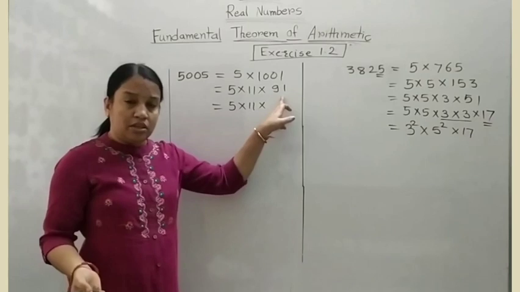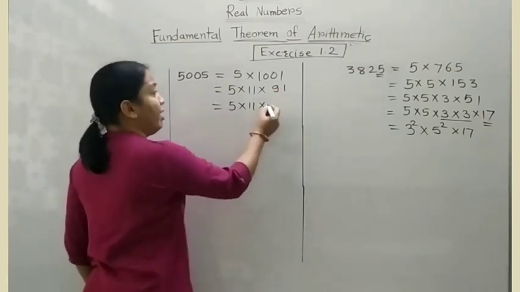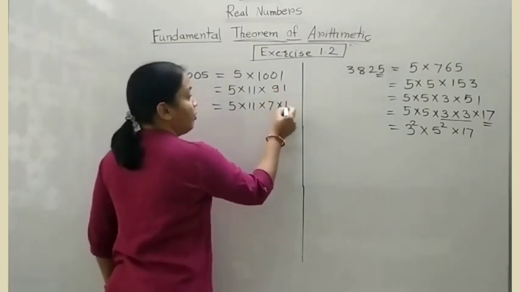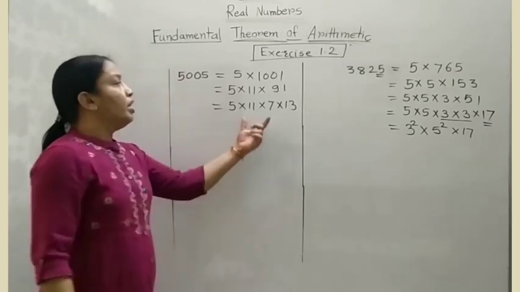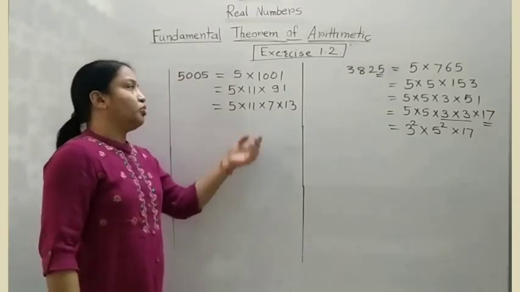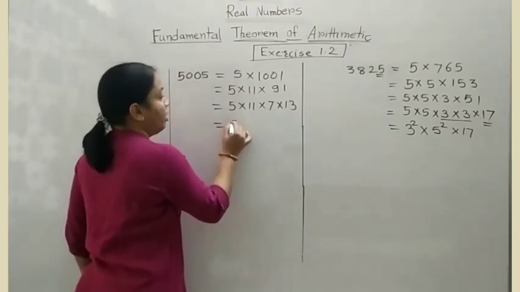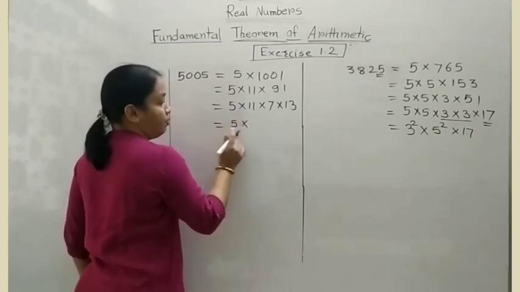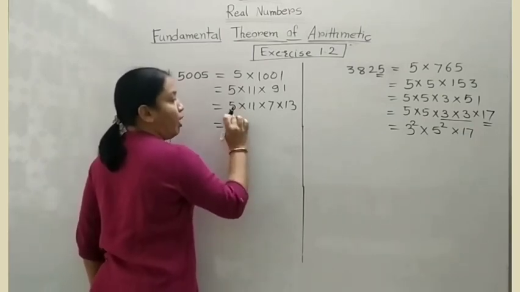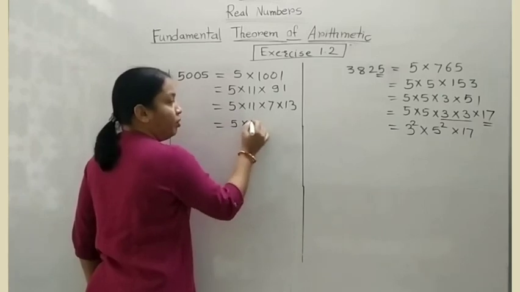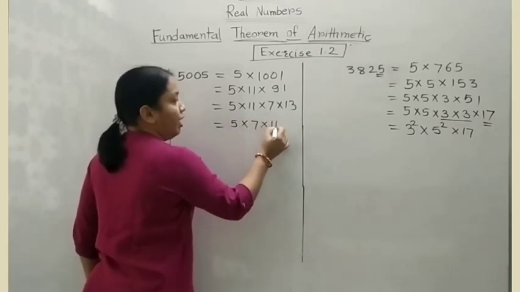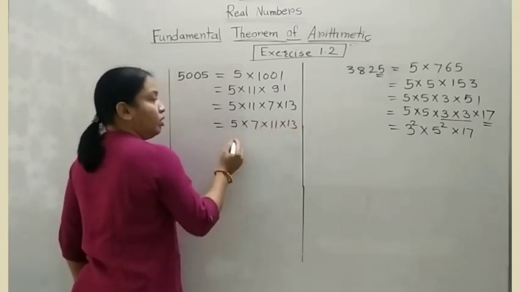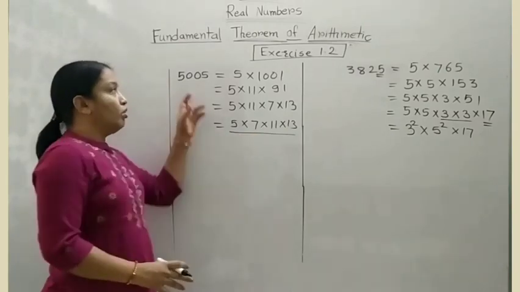Is 91 a prime number? No, it can be divisible by 7, and then you will get 13. Now here you complete the prime factorization. We are just rearranging it in ascending order of the prime factors: 5 into 7 into 11 into 13. This is the prime factorization of this number.